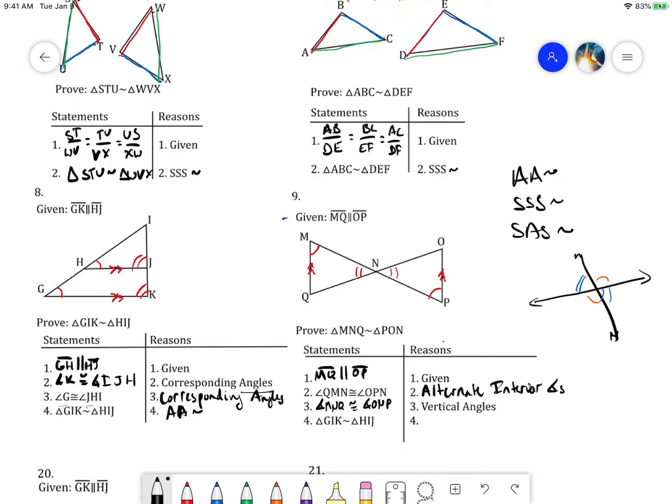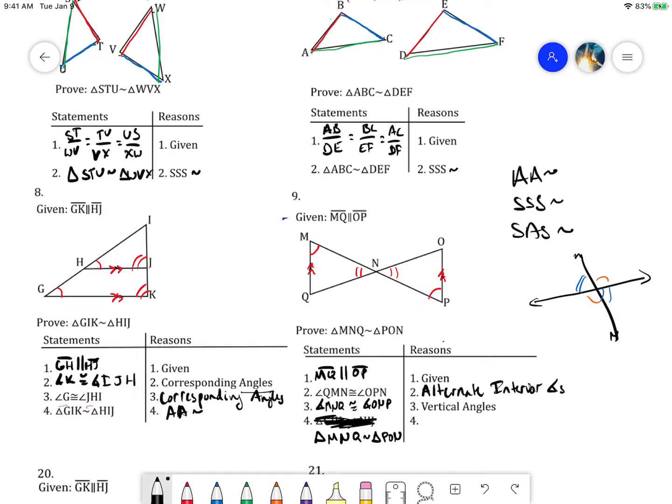Okay, so now, which of the theorems that we've talked about is enough to say that triangle GIK is similar to triangle HIJ? I think you wrote that wrong, by the way. What's that? I think you wrote it wrong. Did I write it wrong? Yeah, because there's not GIK or HIJ. Oh, yeah, it is wrong. Sorry, thank you. You're correct. It should be triangle MNQ is similar to triangle PON.